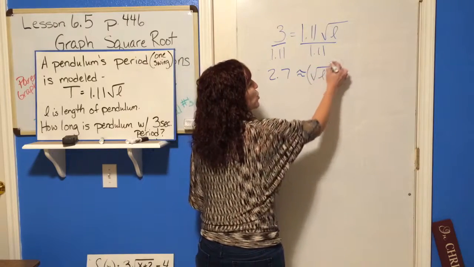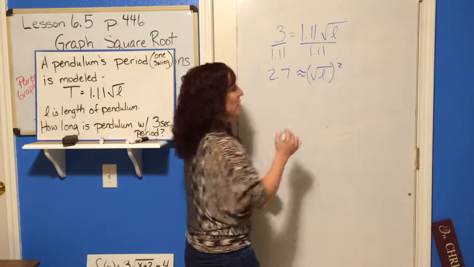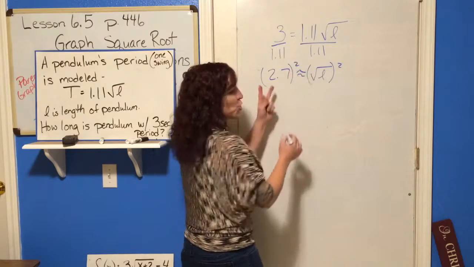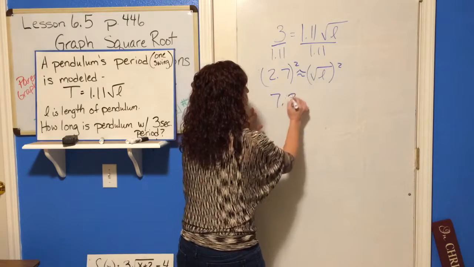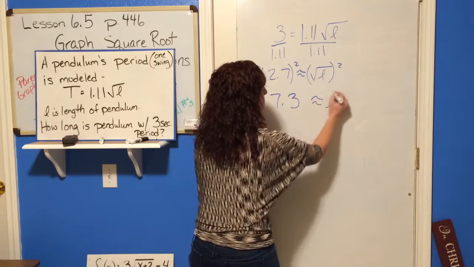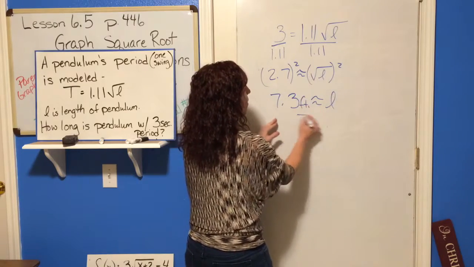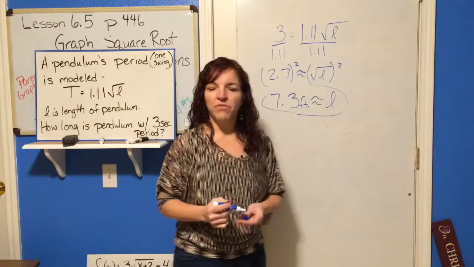And so now 2.7 is right about the square root of L. In order to solve this, I need to square my square root. And 2.7 squared is 7.3. So the length is roughly 7.3 feet.